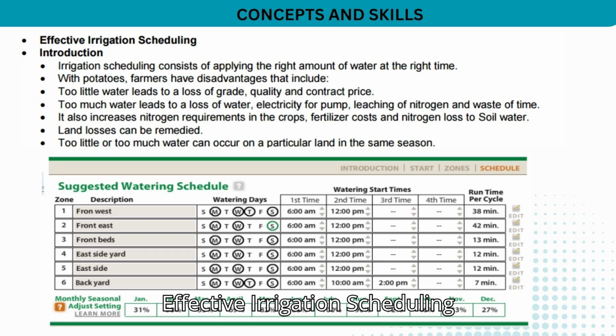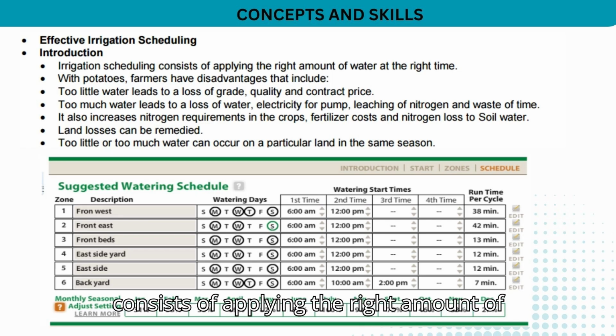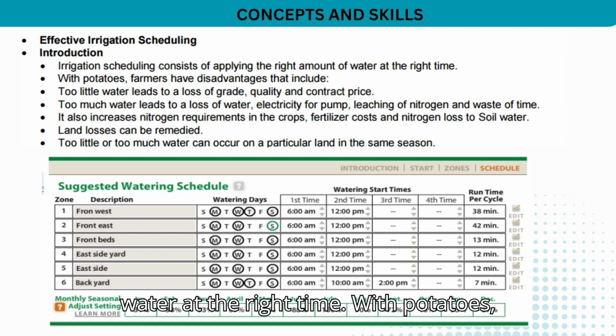Effective irrigation scheduling. Introduction. Irrigation scheduling consists of applying the right amount of water at the right time. With potatoes, farmers have disadvantages that include: too little water leads to a loss of grade, quality and contract price. Too much water leads to a loss of water, electricity for pump, leaching of nitrogen and waste of time. It also increases nitrogen requirements in the crops, fertilizer cost and nitrogen loss to soil water.